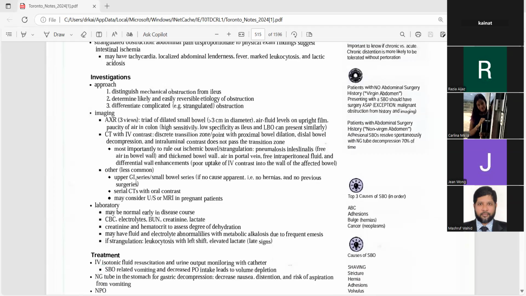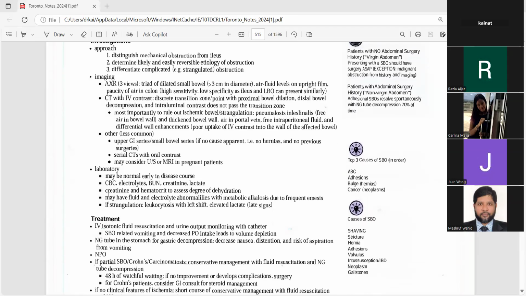Then other is basically GI series and CT scan, so you don't have to go into very detail of that one. Usually we stick with abdominal X-ray, CT scan.